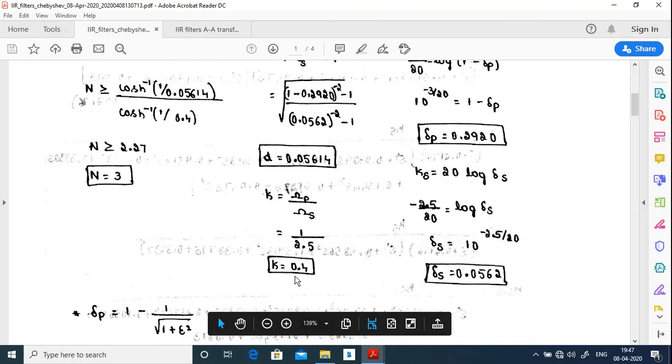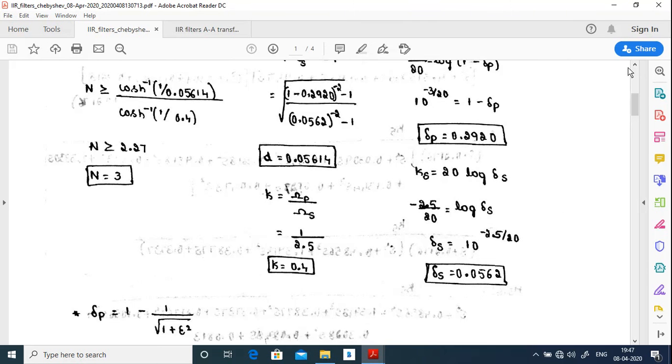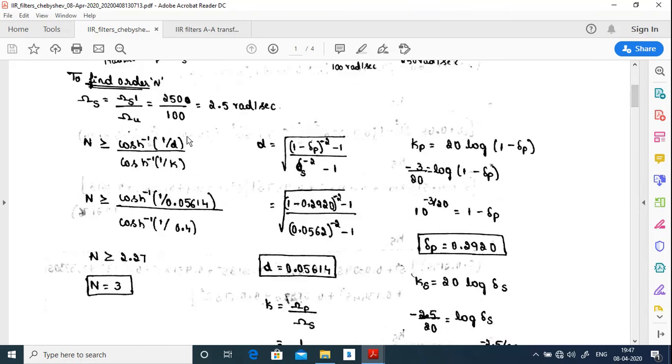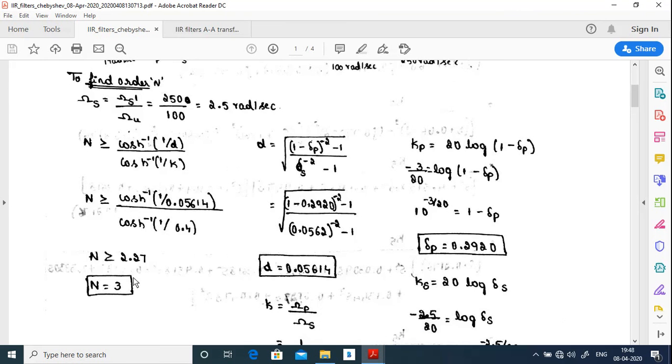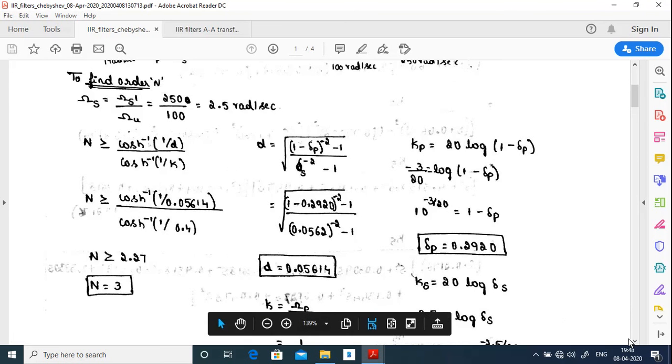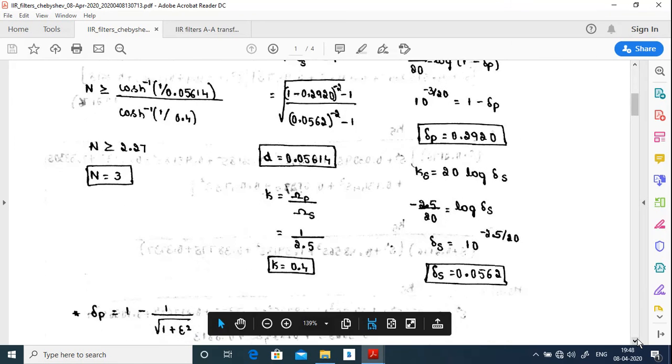Once you get the value of k as well as d, substitute that back in the expression for n, which is cos hyperbolic inverse 1 by d divided by cos hyperbolic inverse 1 by k. You will get n greater than or equal to 2.27. As I already mentioned, the order of a filter cannot be a decimal number, so you need to consider the next highest integer, which is 3. Fine. So we'll proceed.